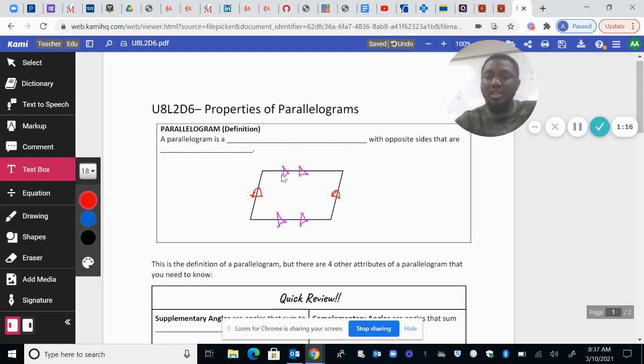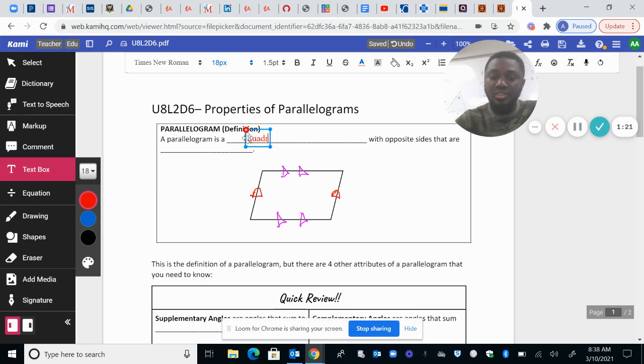It's a quadrilateral, meaning it's a four-sided figure. Quadrilateral with opposite sides that are parallel. So in your test or any website you find yourself where they ask the question of definition of parallelogram, you should be able to say it's a quadrilateral with opposite sides being parallel. Okay. And then we have four attributes of a parallelogram.